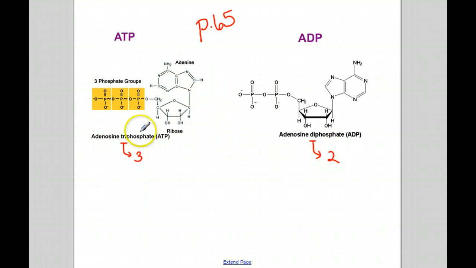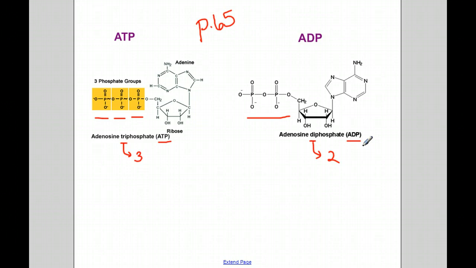If you look at the structure, you do not need to memorize the chemical makeup or formula or structure for this at all. But you should recognize that adenosine triphosphate is an adenosine molecule with 3 phosphates attached, and that's where the word triphosphate comes in its name. Same thing, adenosine here, but now it just has 2 phosphates. So that's just the difference between ATP and ADP, because you're going to start to see these a lot throughout the unit.